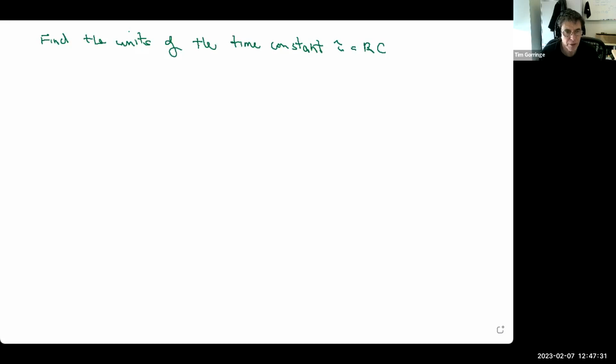When you charge a capacitor through a resistor, it doesn't charge instantly. It takes some period of time, some duration in time, to charge up. Likewise, when you discharge a capacitor through a resistor, it doesn't discharge instantly. It takes some time, some duration, for that charge to disappear.